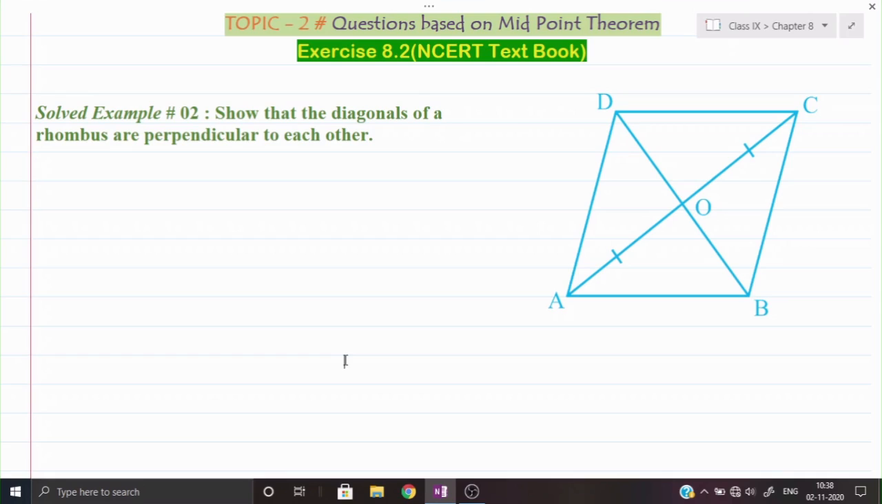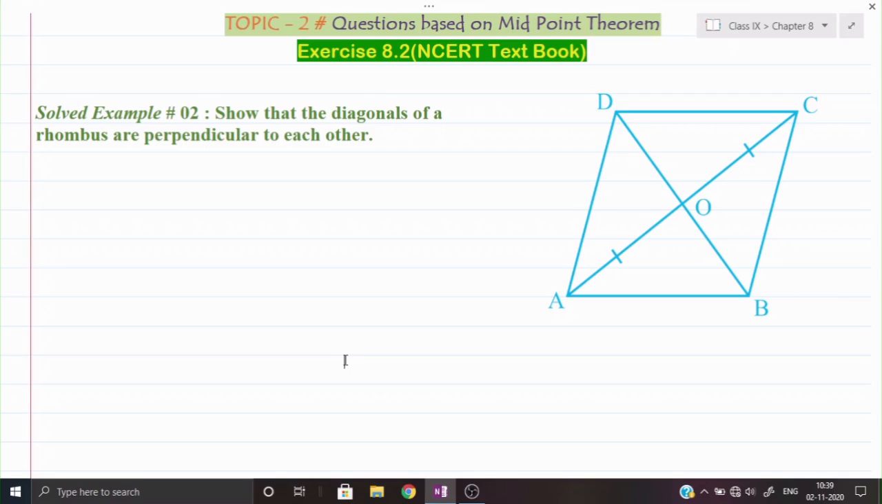And what do we need to prove here? The diagonals are perpendicular to each other. Observe where the diagonals are intersecting. Diagonals are intersecting at a point O. So we have to prove that at point O, whichever angles are formed, those angles are 90 degrees each. And we need not prove all the angles at point O. If I prove any one angle is 90 degrees, then the remaining angles with the help of linear pair and vertically opposite angles, we can easily find out they are also 90 degrees each.